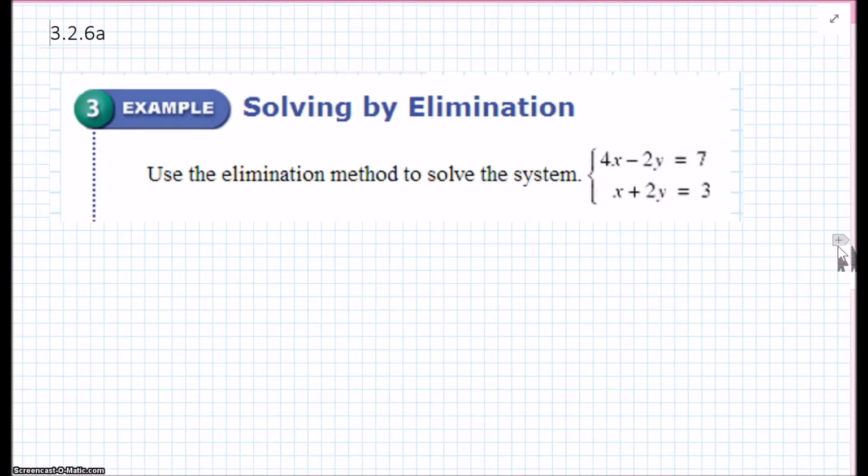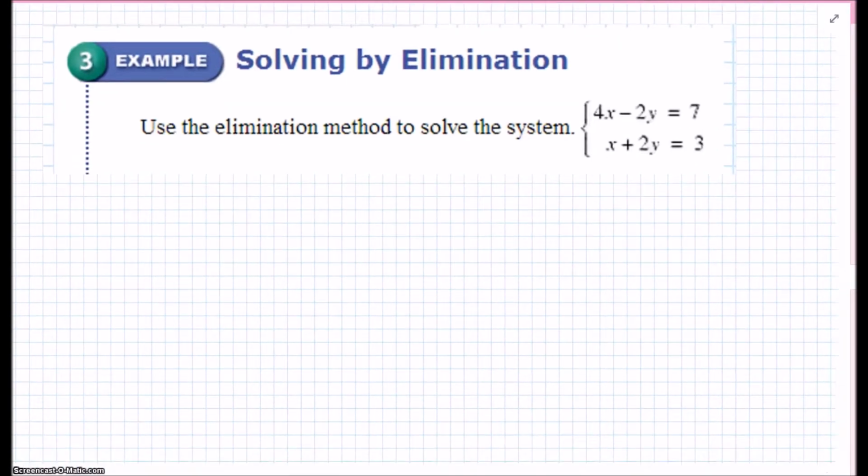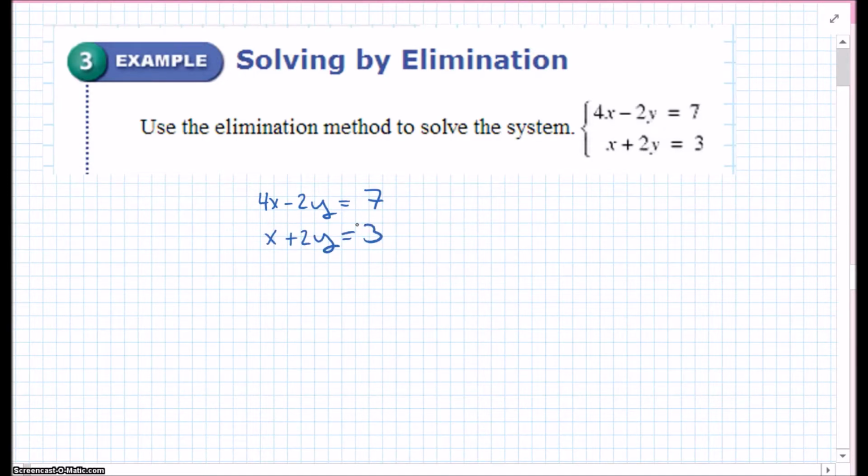All right, now solving by elimination. This way is a little bit easier if things work out for us. So 4x minus 2y equals 7, and I have x plus 2y equals 3. All right, when I add equalities, meaning the two equal signs here, I can add them and it's going to always be true. So when we add these as they are, what do you notice?